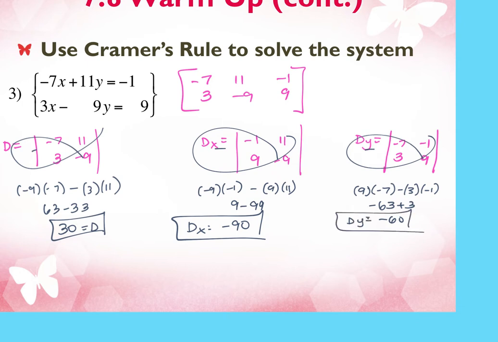So this question is going to get divided into points. Like if you get one of those wrong, you're not going to lose the whole thing. You'll just lose a little bit from there. Then it's going to say use d of x, and d of y to solve the system. So I put x is d of x, which is negative 90 over d, or negative 3. And y is negative 60 over 30, which is negative 2. And my answer is negative 3, negative 2.